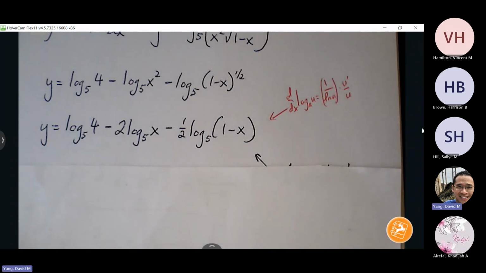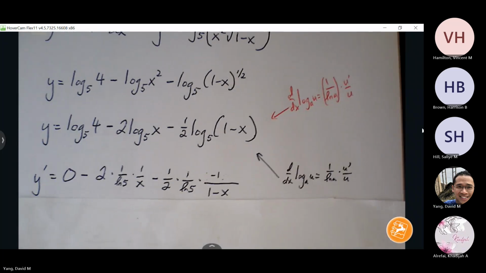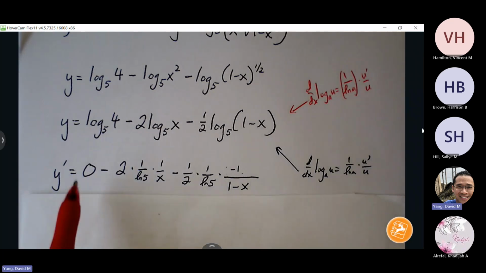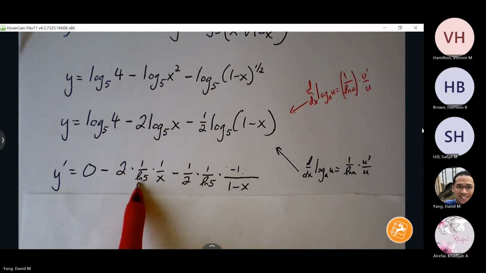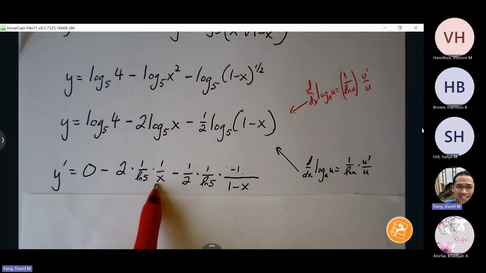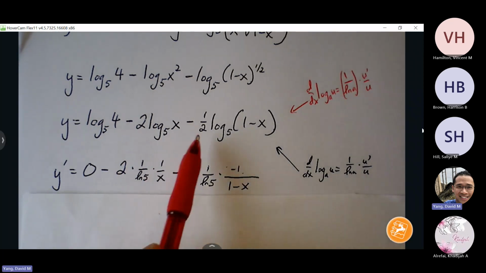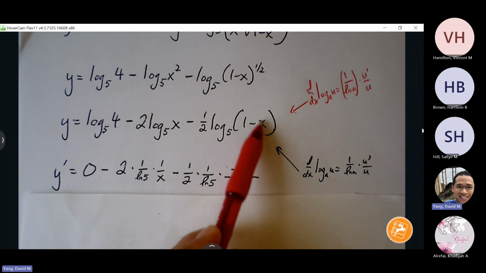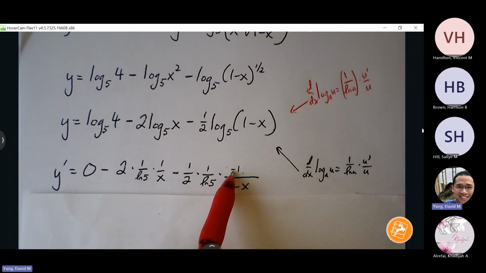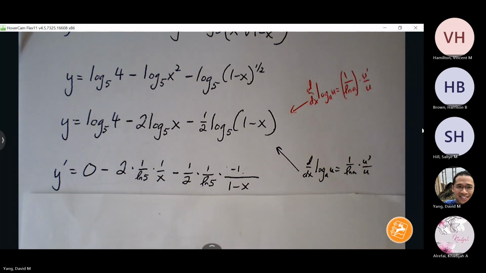Okay, next step, derivative. The 2 stays, log base 5 becomes 1 over natural log of 5 times u prime over u, so times 1 over x, minus, coefficient stays, 1 over natural log of 5, u prime over u, 1 minus x becomes -1, divided by u. My u is the original parentheses there.